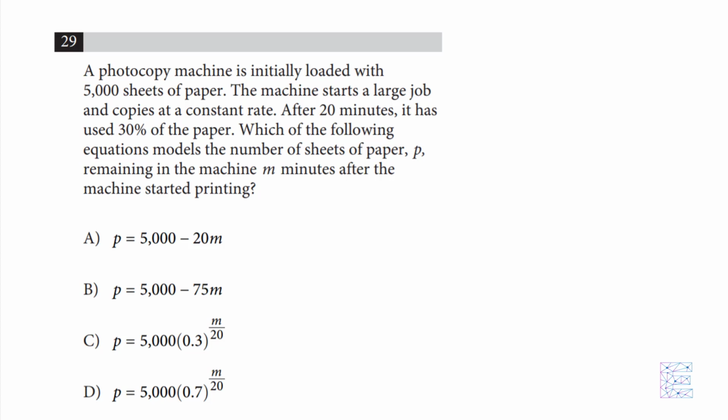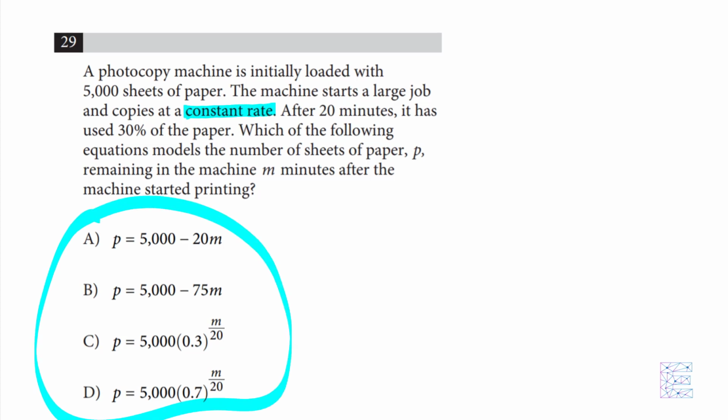the machine started printing? This is a classic word problem on the SAT, and what you want to look for is keywords that will help you understand what this is really asking. One of the things that stands out here is the two words constant rate. That's indicative of a linear function. If you see a constant rate, it's basically slope. Slope is constant. So that means we can glance at the answers and just see if we can eliminate some of these clearly wrong answers.